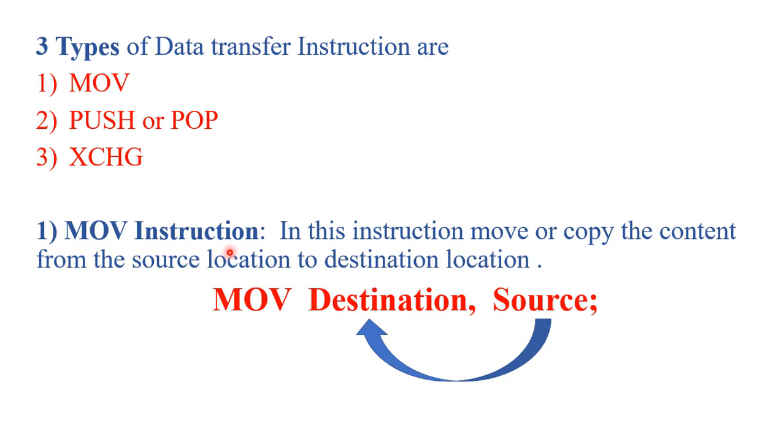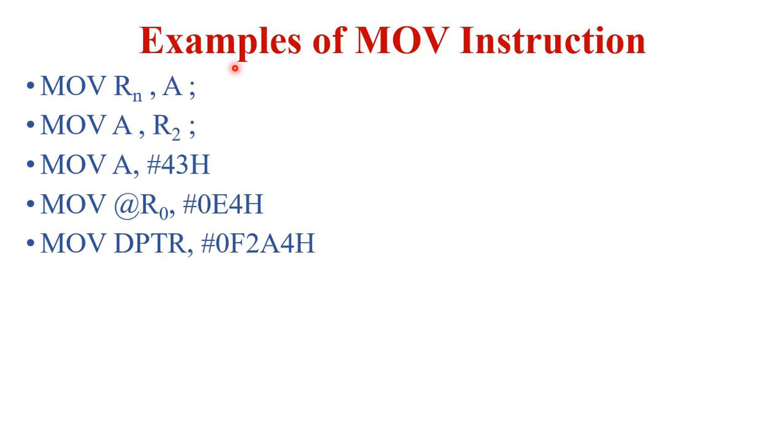First is move instruction. In the case of move instruction, we move or copy the content of the source location to the destination location. This is the syntax of the move instruction. Here the opcode is MOV, that is move. Here the destination location is given and then the source location is given. So this instruction tells us to move or copy the data from the source location to the destination location. Here I give some examples of move instruction. Move instruction supports all types of addressing modes.